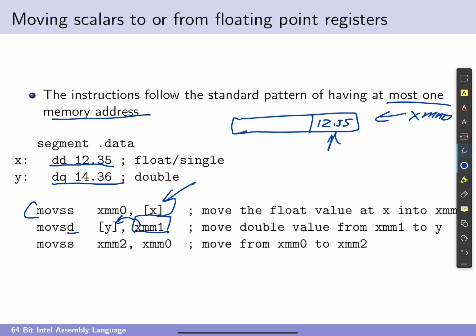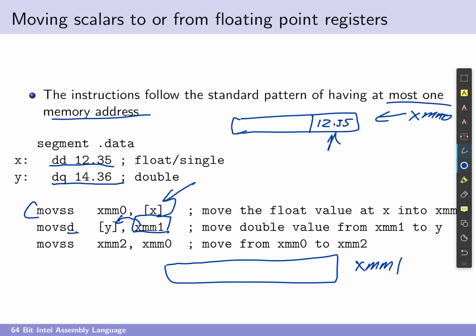Now, again, just to reiterate, if I have XMM1, because I'm performing a scalar double move, it is going to use the bottom 64 bits of XMM1, and load those into Y. So you'll see it will now use 64 bits.